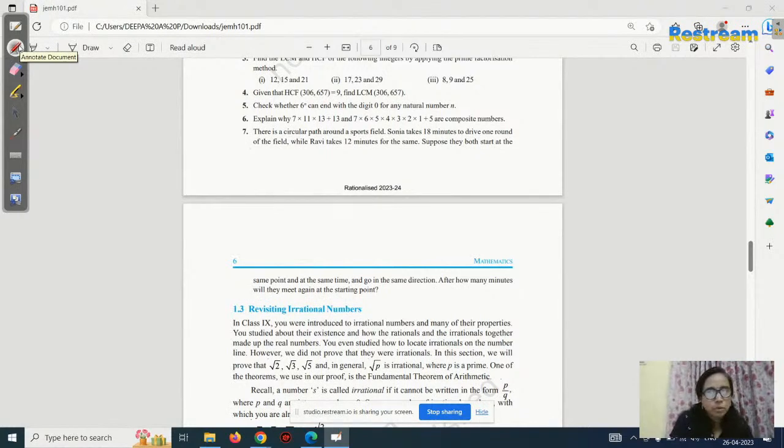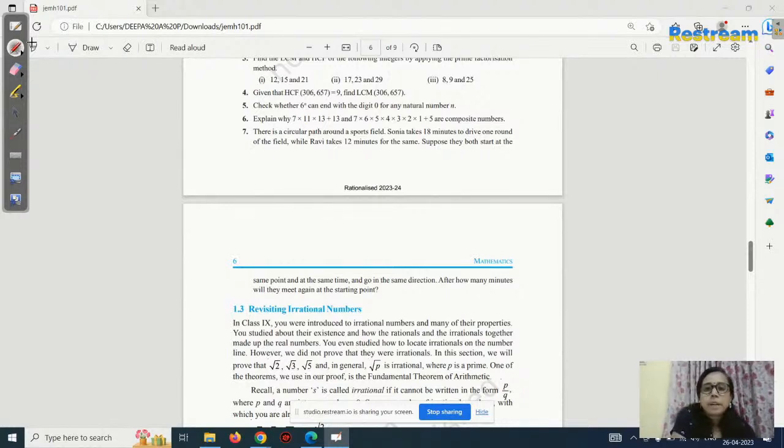One question is to prove that root 2 is irrational, root 3 is irrational, root 5 is irrational. Likewise, one question will be there. Then the next one is a word problem like this. See this question.